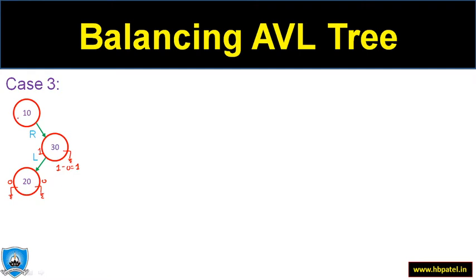For 30 I am having one child on the left and nothing on the right, so 1 minus 0 is 1, so this is fine. But for 10 I am having nothing on the left, 0, but I am having two children on the right, so 0 minus 2 is minus 2. So this is a problem. Now how do I do that? How to balance it out?